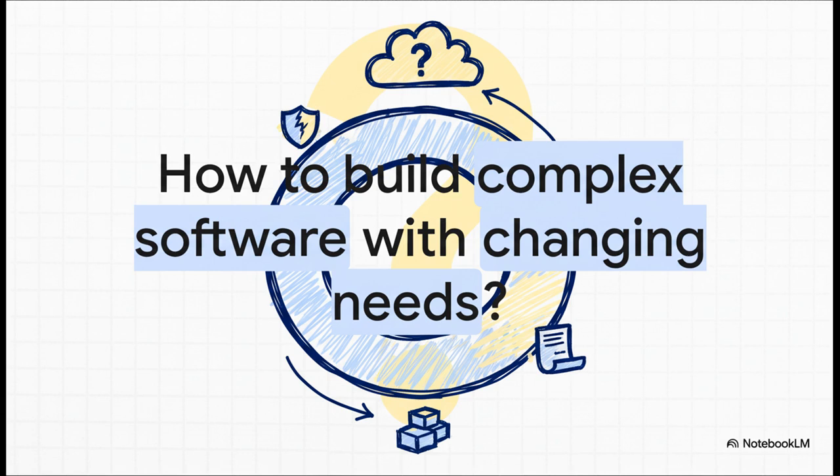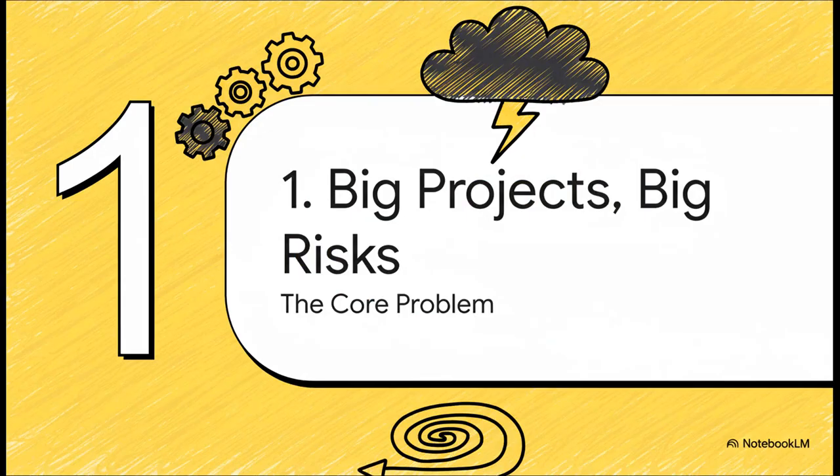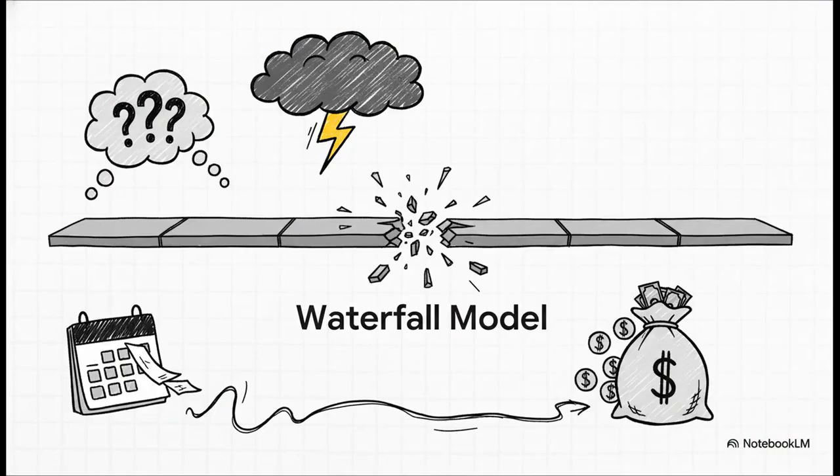How do you even begin a project like that when you don't know all the details up front and getting it wrong could be, well, catastrophic? And that question gets us right to the heart of the problem. When projects get big, the risks get even bigger. I mean, think about it. When you're working on something for years, you just know the requirements are going to change. The budget is massive, and that fear of failure is always kind of hanging over your head.